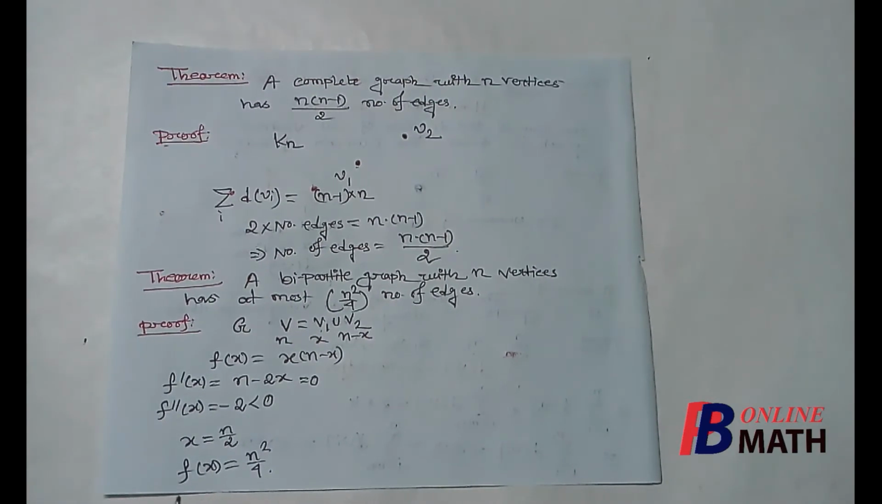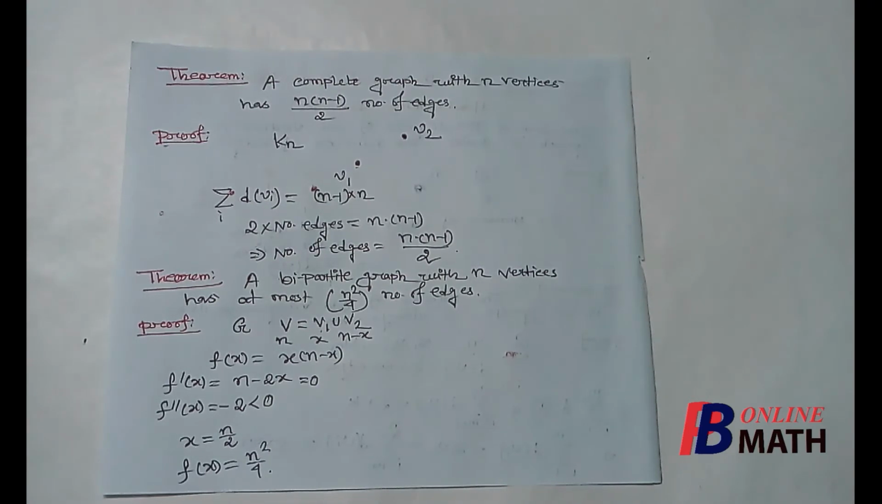Now two cases may arise. If n is an even number, then this is an integer. So this theorem states that if the number of vertices is even, then we shall break the number of vertices into two subsets having an equal number of vertices. Then if we connect all the vertices of the bipartite graph, it will have n square by 4 edges, or the maximum number of edges. So this theorem gives us a clue about how to break the set of vertices into two parts such that we get the maximum number of edges.